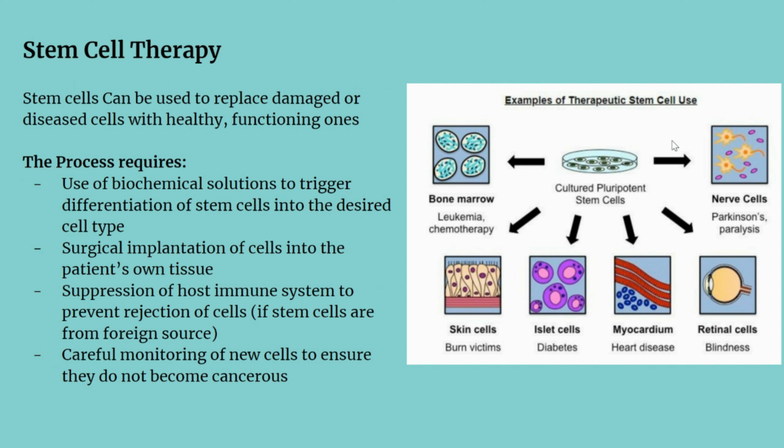So you want to ensure that they do not become cancerous in that whole thing of being able to differentiate and replace damaged cells. So if you can see on your right, you have the different examples of the uses of therapeutic stem cells. So you can use cultured pluripotent stem cells, and you can take it from the bone marrow, for example, to treat leukemia. You can take skin cells to treat burn victims, because a layer of the skin is damaged. So you can replicate the skin cells so that you can form a new layer of tissue on top, and you can replace those damaged skin cells with new ones, so you'll have a new skin.